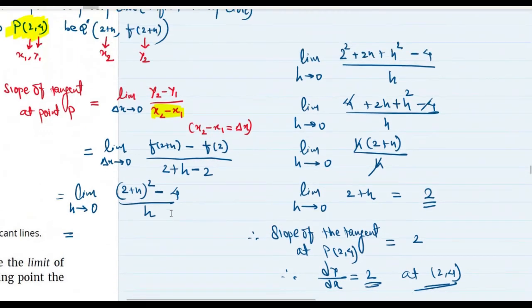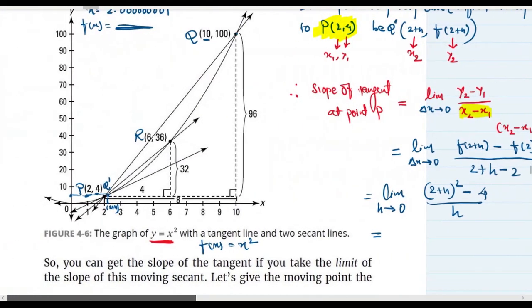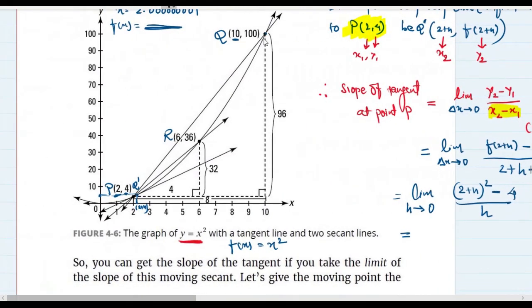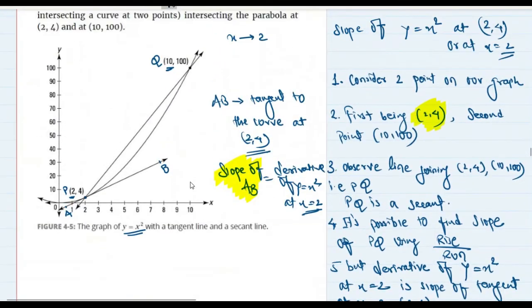But this is what the derivative's meaning is. You got your answer. When you bring point Q closer and closer to point P, such that the secant PQ becomes coincident with your tangent AB, as I discussed in the previous concept, the slope of the tangent AB will become 2.